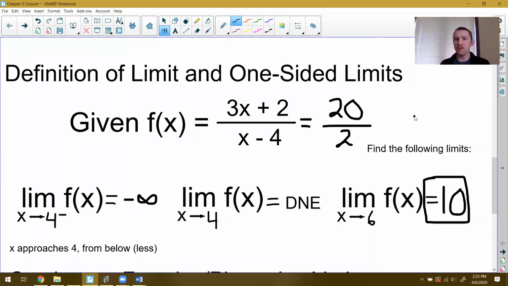So one-sided versus two-sided limits, we have some different strategies. One-sided, we're almost always going to look at the graph. Two-sided, you can try plugging it in. If that doesn't work, you can look at the graph.